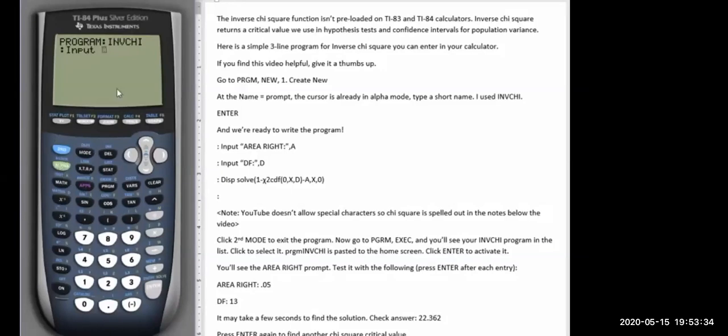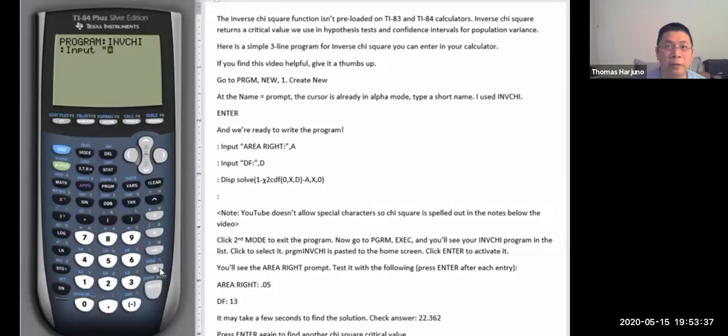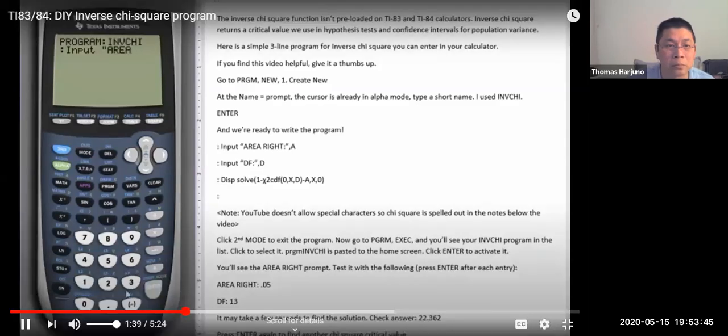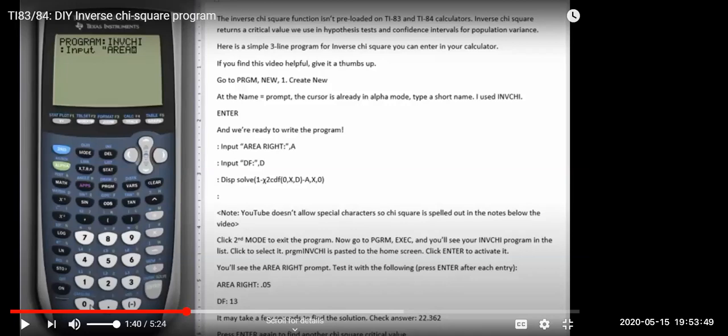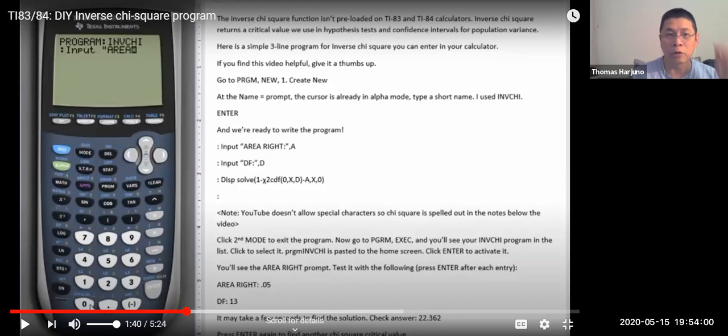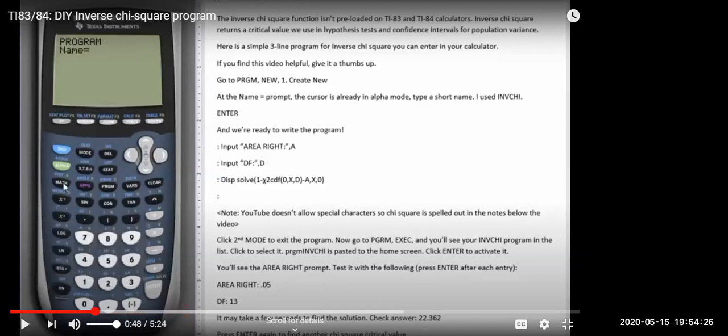Wait, Thomas, can you show me how to do the inverse? Repeat again. I did the program and I'm at the name right now, and how do you get to the inverse? INV chi. You type it one by one. So here on your calculator, you will see the I. So A, B, C, D, E, F, G, H, I. When you put the name in, it's already in alpha mode.